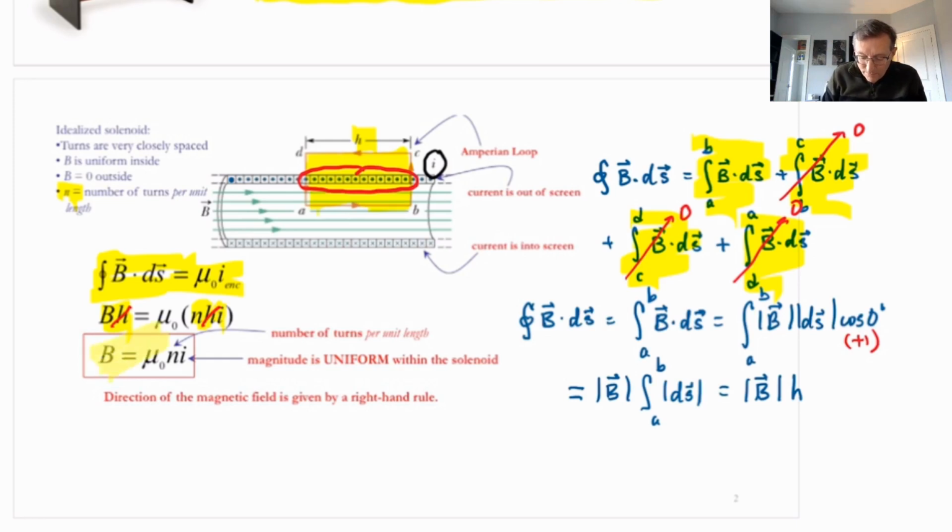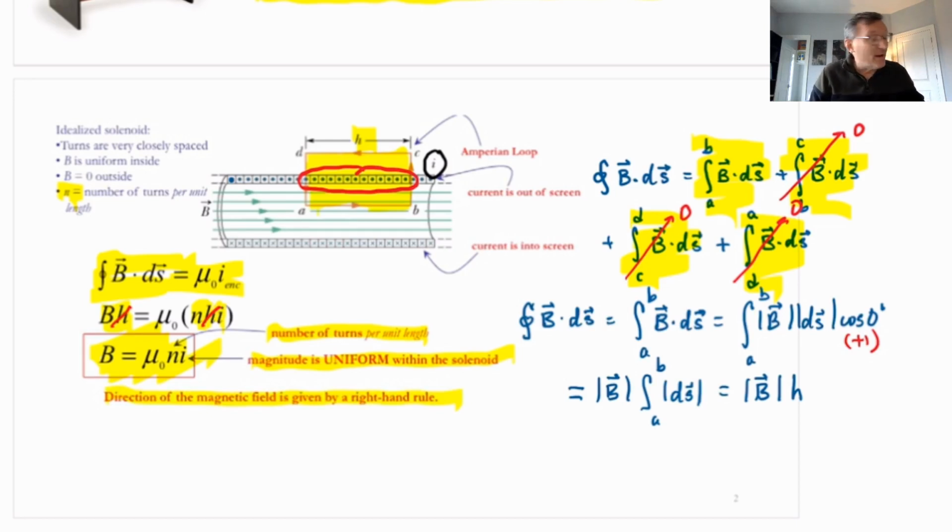And there's the pretty famous answer for the magnitude of the magnetic field in the interior region of a solenoid: mu 0 times the number of turns per unit length times the current going around each turn. And it's a nice and uniform magnetic field inside. And the direction is given by that right-hand rule. And we've used Ampere's law again.